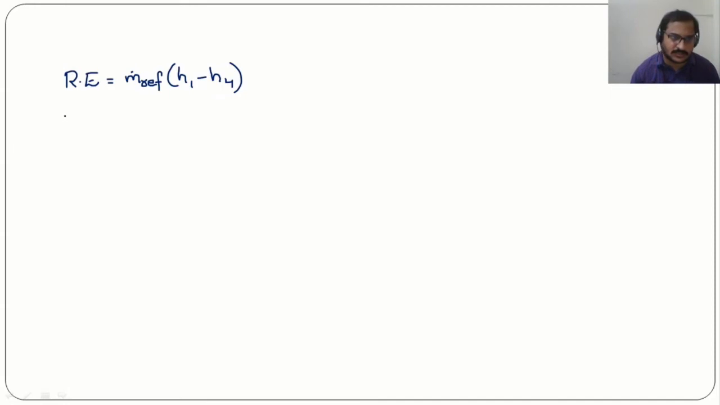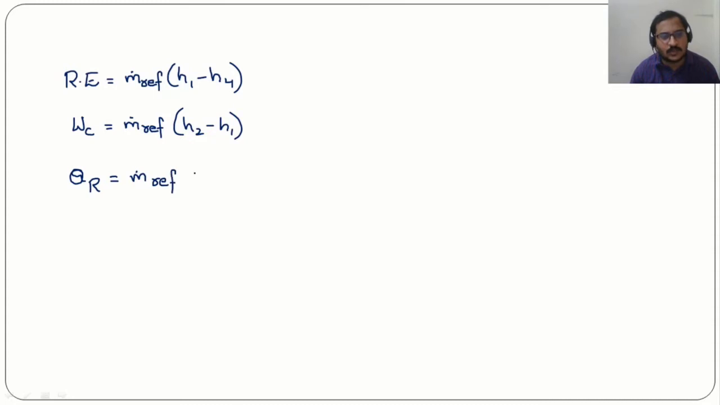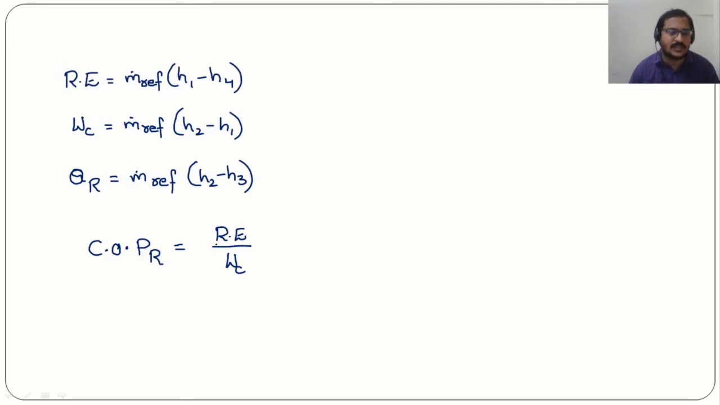in terms of kilowatts. Then work input to the compressor WC will be equal to mass of refrigerant into H2 minus H1, and the amount of heat rejected QR will be equal to mass of refrigerant into H2 minus H3. Now for the refrigerator, we need to calculate the COP, the coefficient of performance of the refrigerator. The coefficient of performance of the refrigerator will be the refrigerating effect divided by the amount of work input that we are giving to the compressor.